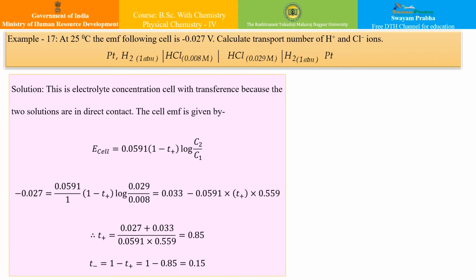Now, we know the concentration of the second cell C2, we know the concentration C1. And if I substitute these values, like EMF I have substituted over here, and if I solve this expression a little bit, I get the expression in this form, and if I rearrange the whole formula, I get the transport number of the cation in this form. So with this I can get the transport number of H plus ion as 0.85, and the transport number of the anion is given by 1 minus t plus. So the transport number of the anion is 0.15. So the transport number of hydrogen ion is 0.85, and the transport number of chloride ion is 0.15. We can calculate over here.